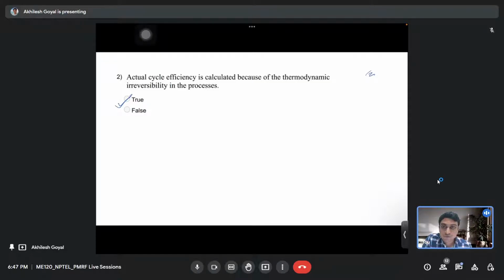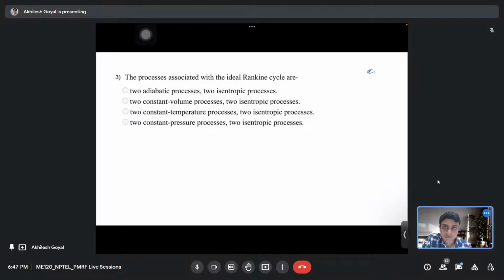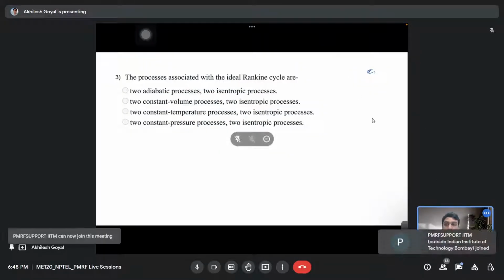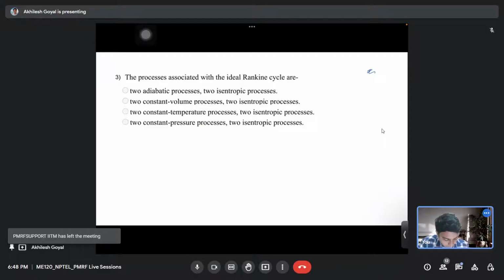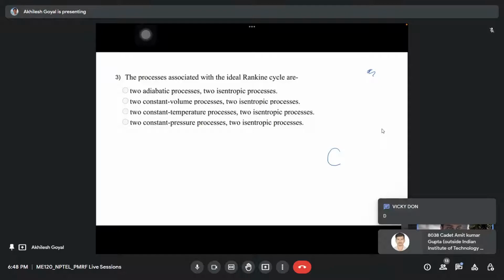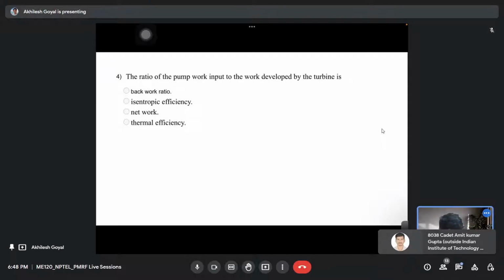Now the third question is, the processes associated with the ideal Rankine cycle are. So which are the processes associated with the ideal Rankine cycle? So we talked about it. Yes, Vicky.